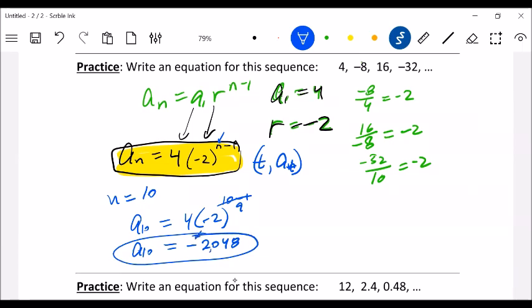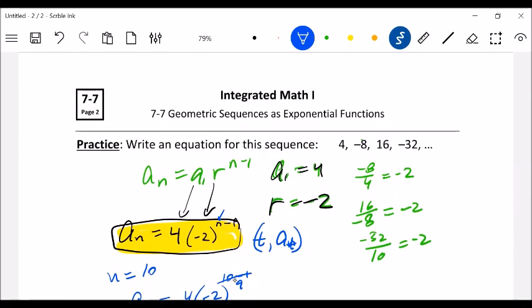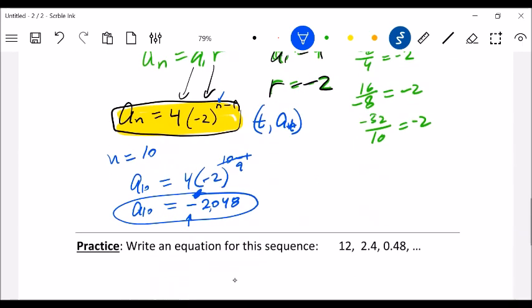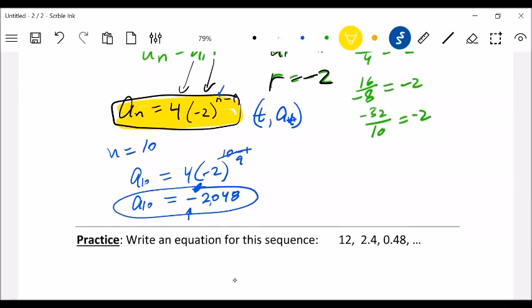Now, the fact that it's negative is confirmed because back up here, it's the even ones, a second, a fourth. And so now at the A10th, it's going to be a negative as well. Okay, so the 10th term will give us negative 2048, and it's going to keep going up.